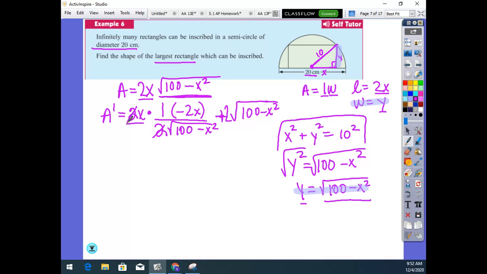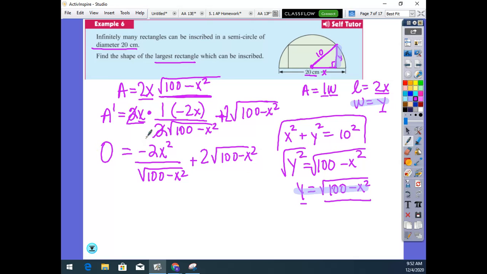So let's cancel these 2's. And if we have x times negative 2x, that's negative 2x squared all over the square root, plus all of this. So this really looks ugly, but this is actually okay. I need to figure out what makes this equal 0. It turns out to be easier than you think.